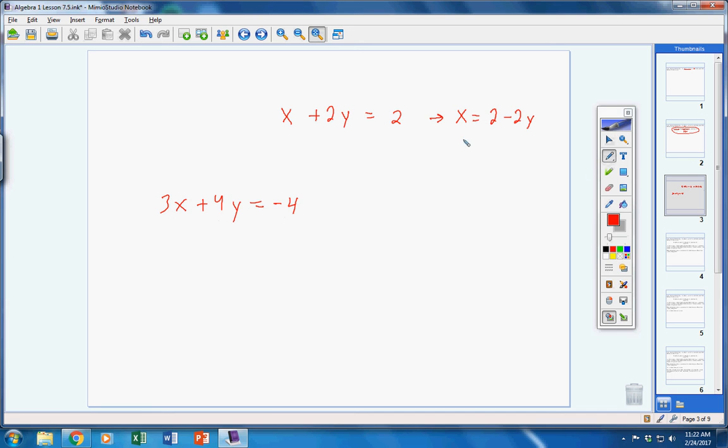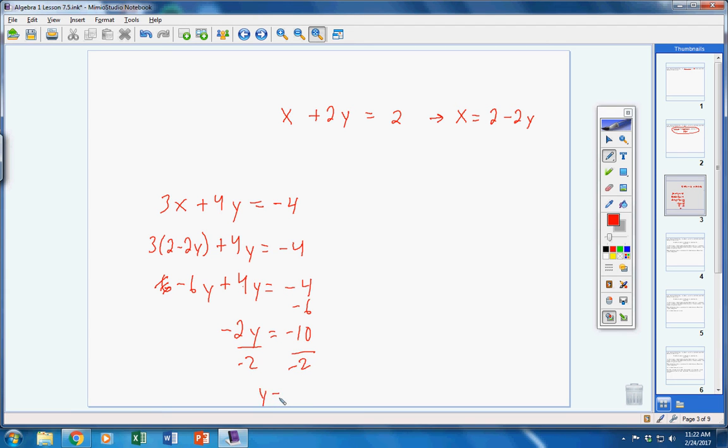We take our expression right here, x equals 2 minus 2y, and we put it in for x right here, okay? So 3 parentheses 2 minus 2y, we put that in for x, then bring down your 4y, bring down your negative 4, and here we go. 3 times 2 is 6, 3 times negative 2 is negative 6y, bring down your positive 4y, and bring down your negative 4. Negative 6 and positive 4 is negative 2y. Bring your 6 over and make it a negative 6, and that gives you a negative 10. Divide both sides by a negative 2, and y equals 5.